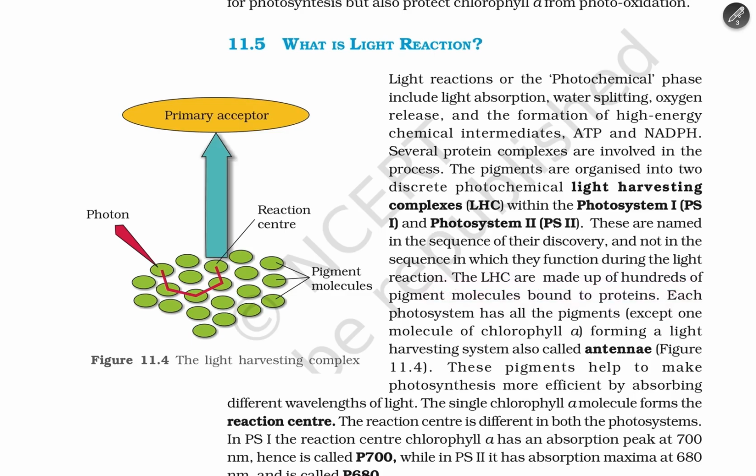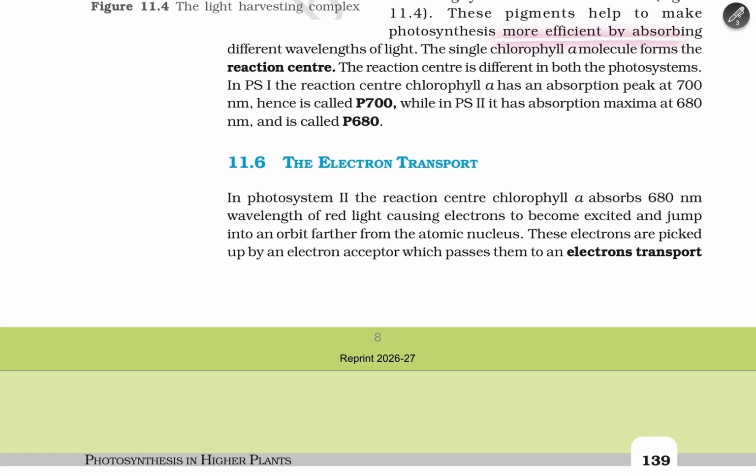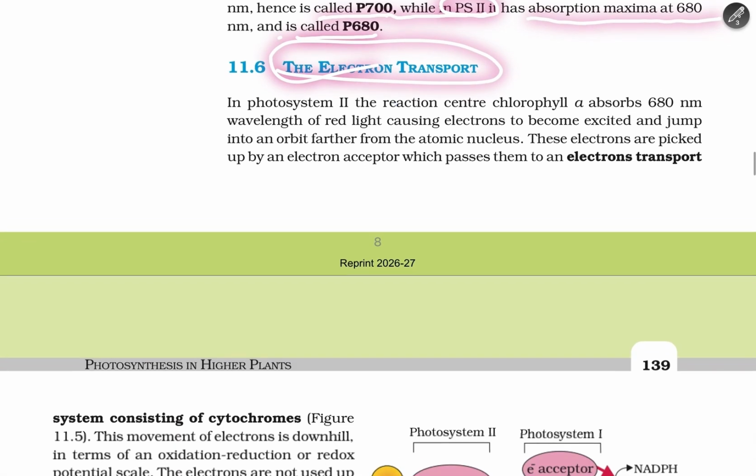Each photosystem has all the pigments except one molecule of chlorophyll a forming a light harvesting system, also called the antenna. These pigments help in making the photosystem more efficient by absorbing different wavelengths of light. A single chlorophyll a molecule forms the reaction center. The reaction center is different in both photosystems. In PS I, the reaction center chlorophyll a has an absorption peak at 700 nanometers, and so is called P700, while in PS II it absorbs at 680 nanometers and is called P680.